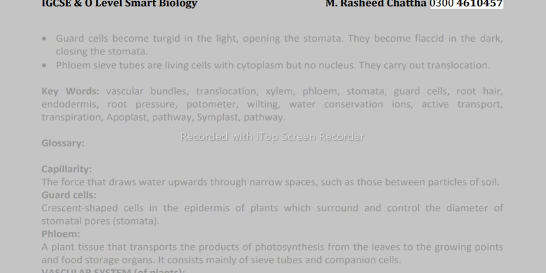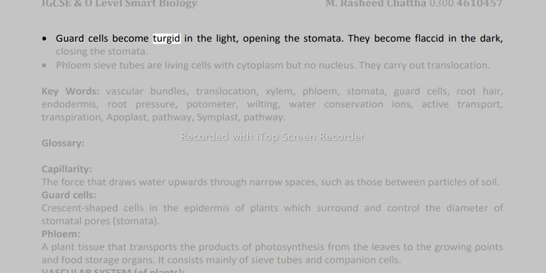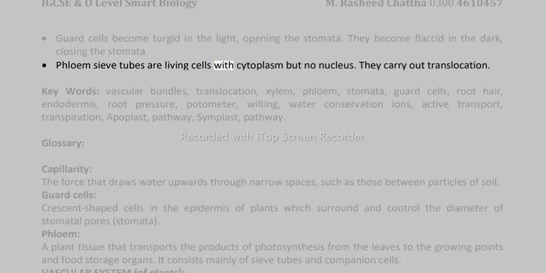Guard cells become turgid in the light, opening the stomata. They become flaccid in the dark, closing the stomata. Phloem sieve tubes are living cells with cytoplasm but no nucleus. They carry out translocation.